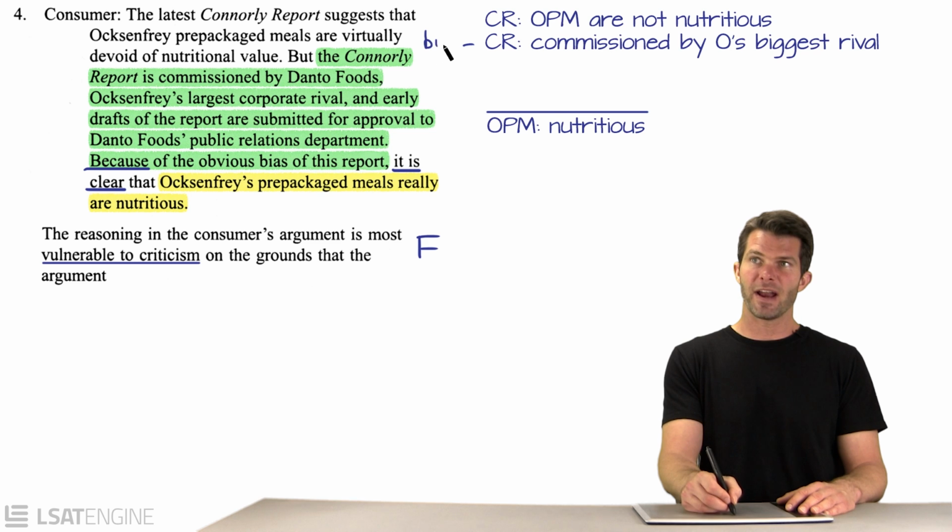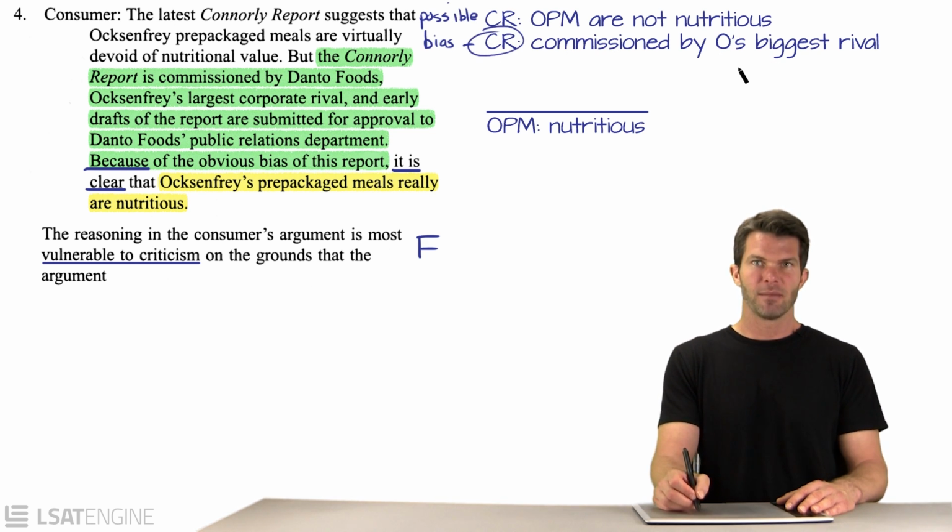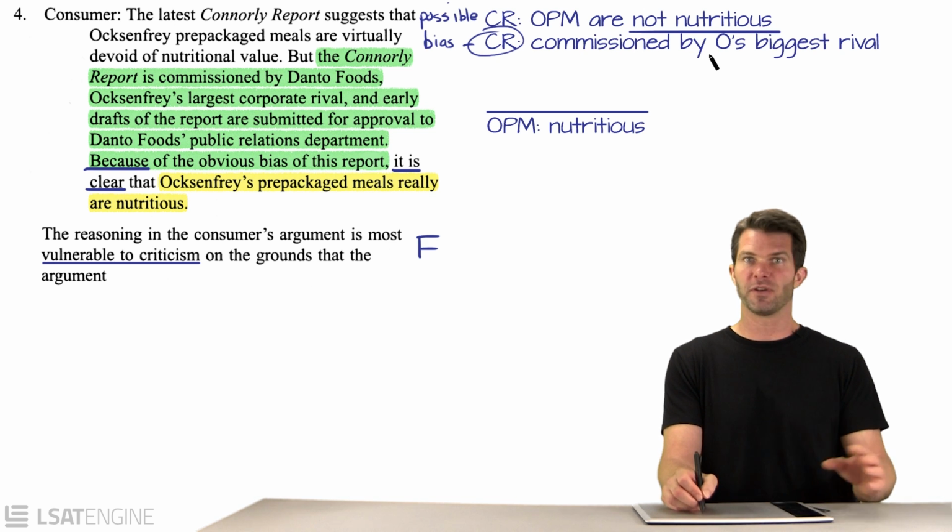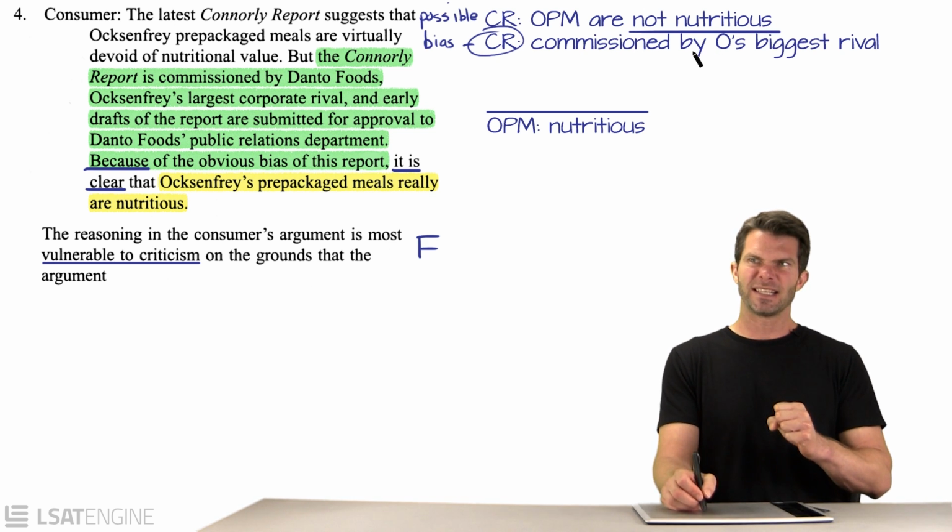Now, there's a little bit of ad hominem going on. Just because there's possible bias doesn't mean that there's definite bias, right? So we're assuming that this Connerly report is definitely biased. But even if it were, there's a bigger problem here, right? It says that these meals are not nutritious, and the evidence is this report. Now, if you take that evidence away, that doesn't suddenly mean that the meals are now nutritious.